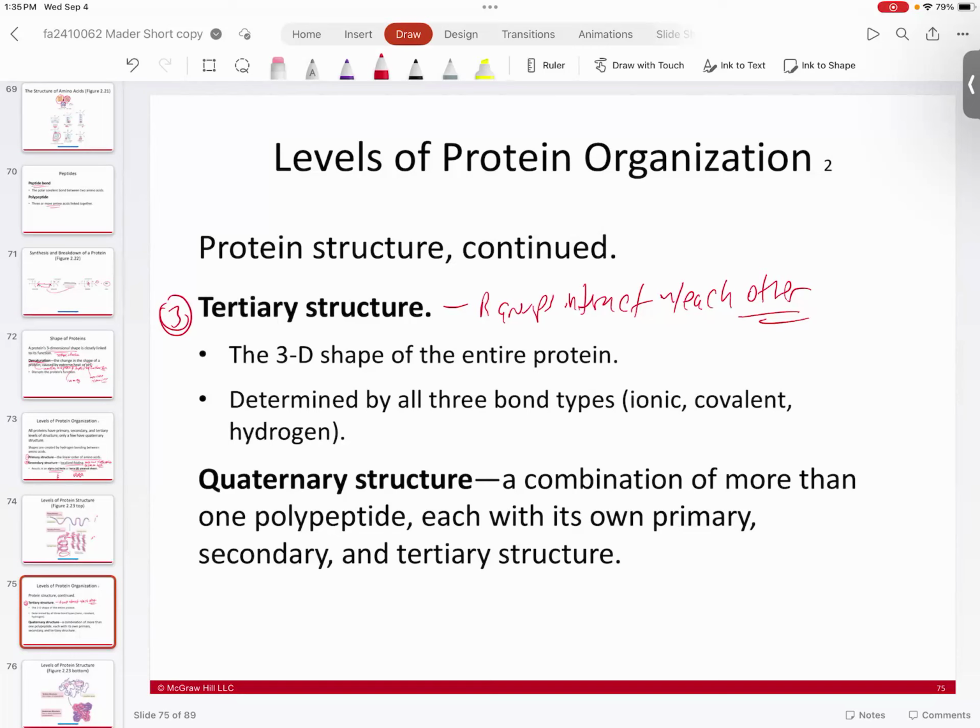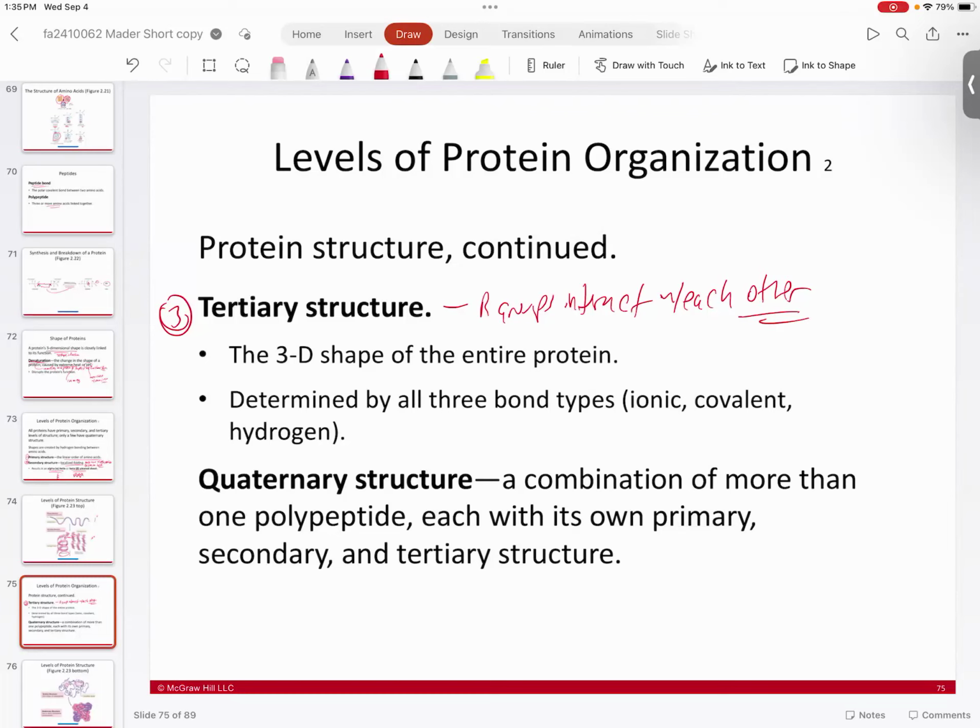For instance, non-polars hate polars. So these will tend to run away from each other. And as they run away from each other, because they're tied to the backbone, they bend the protein. So if I've got a polar amino acid here and a non-polar one here, they're going to try to get away from each other. But as they do that, they're going to bend the backbone so that they get as far away from each other as possible. So that's what's happening in tertiary.